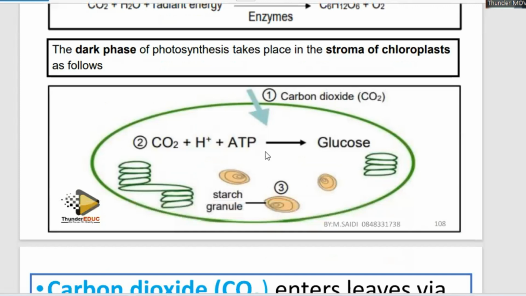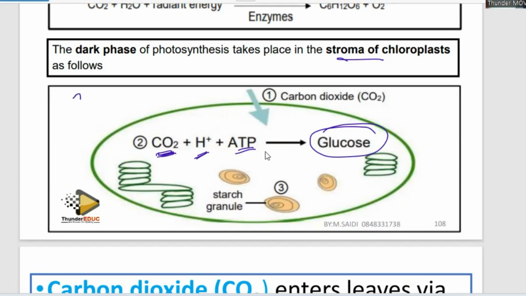The carbon dioxide now will enter. The dark phase takes place inside the stroma, as I explained. Now that's where carbon dioxide comes in, because we have not talked about carbon dioxide. The carbon dioxide occurs in the dark phase, while in the light phase, that's where water is being used. So the carbon dioxide, which is absorbed through the stomata, will combine with the hydrogen and the ATP which we got from the light phase, and then glucose is formed. What is the function of carbon dioxide?